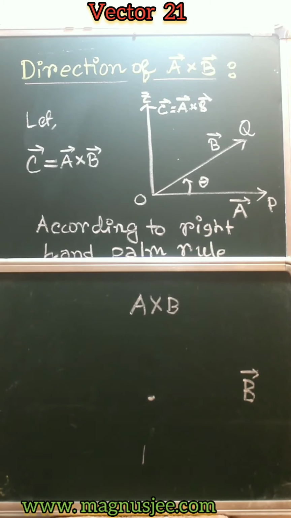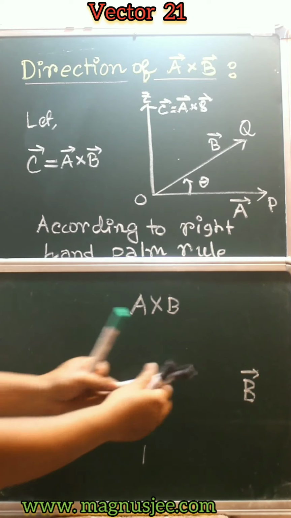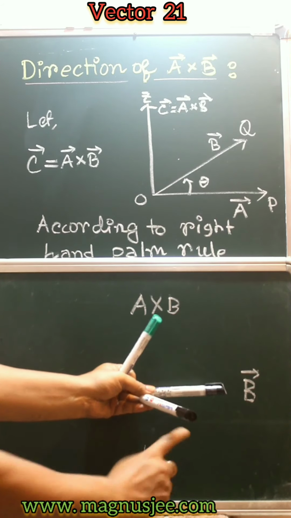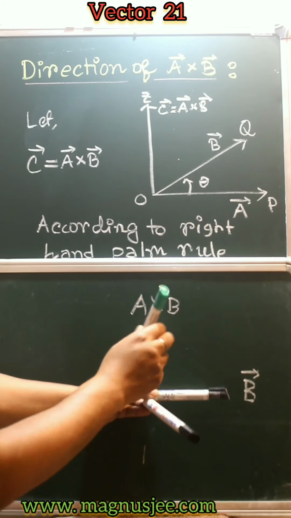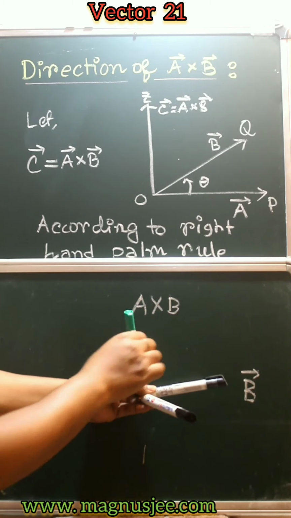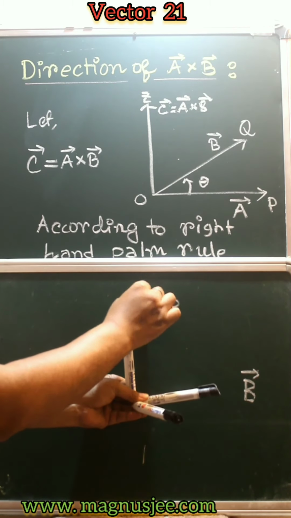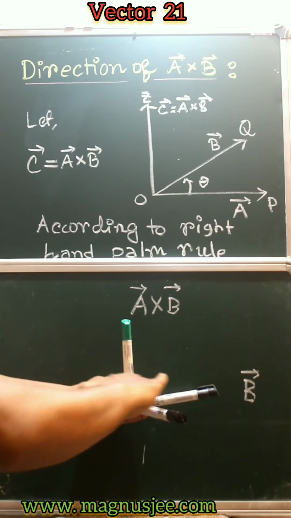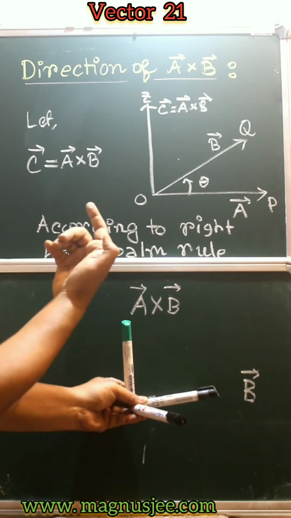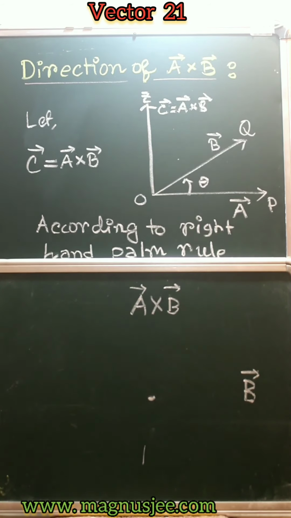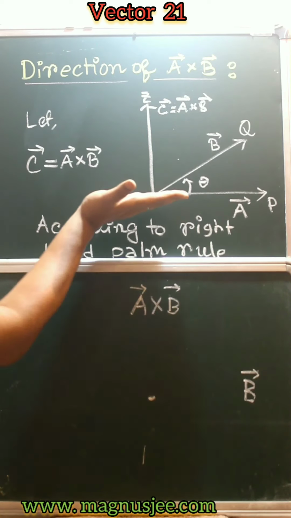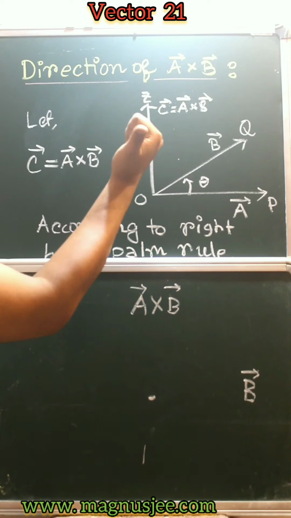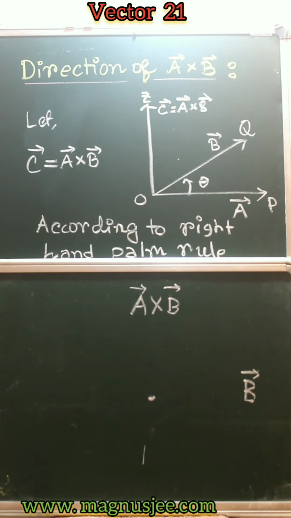So the thumb indicates the direction of vector A cross B. And on this diagram, here we can assume that two vectors, vector A and vector B, exist in a horizontal plane, and vector A cross B will be acting in the vertically upward direction, whereas vector A and vector B exist in the horizontal plane. In this case, we have to move your fingers parallel to vector A, turn towards vector B, and in the outward direction vector A cross B will act.